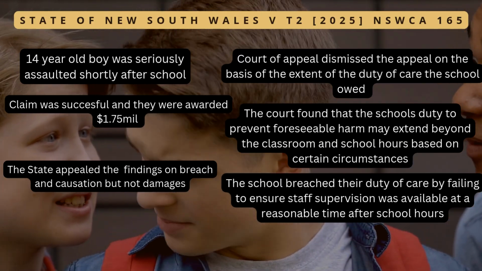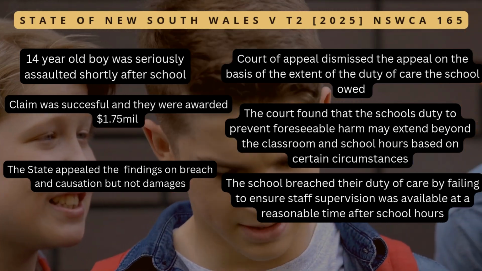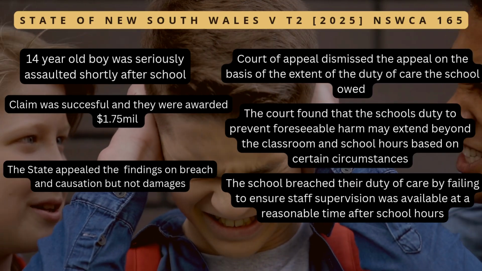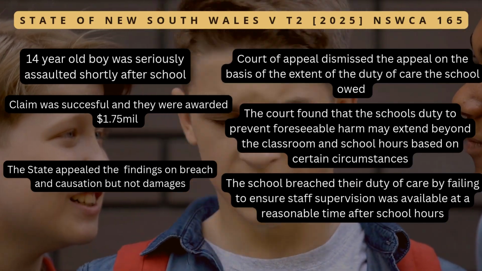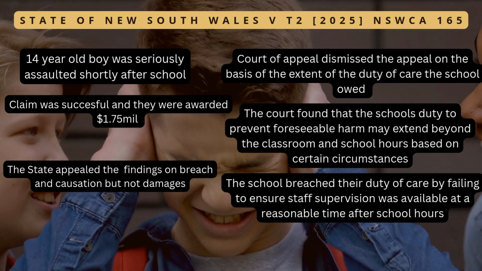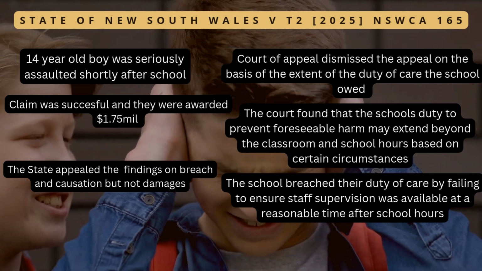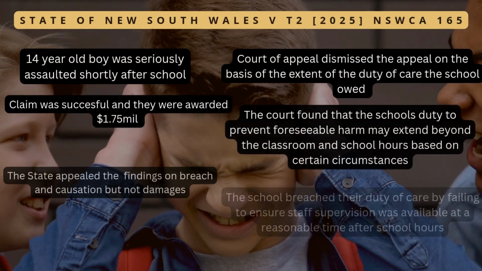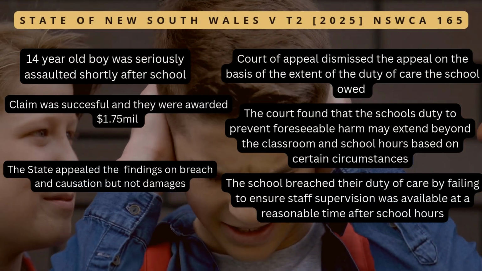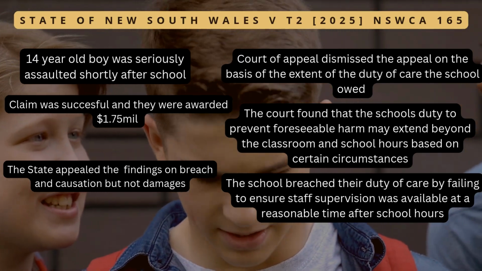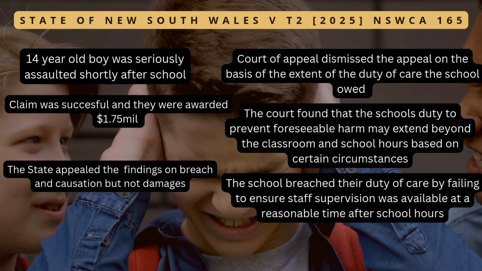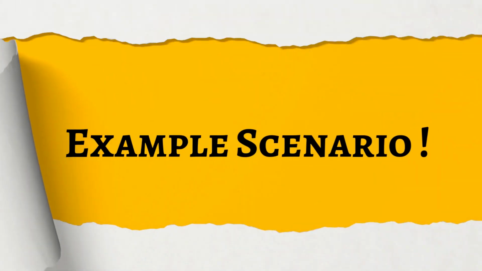T2's claim for negligence was successful. However, the state appealed the findings on breach and causation but not damages. The Court of Appeal dismissed the appeal. It was held that the school's duty of care to prevent foreseeable harm extended beyond the classroom depending on the circumstances, and that this duty was breached as the school failed to ensure staff supervision for a reasonable period after school. How well do you understand a duty of care now?